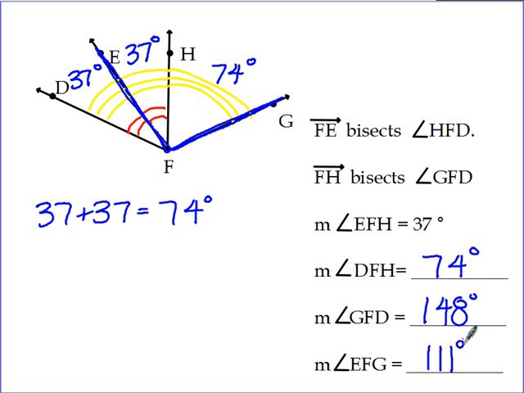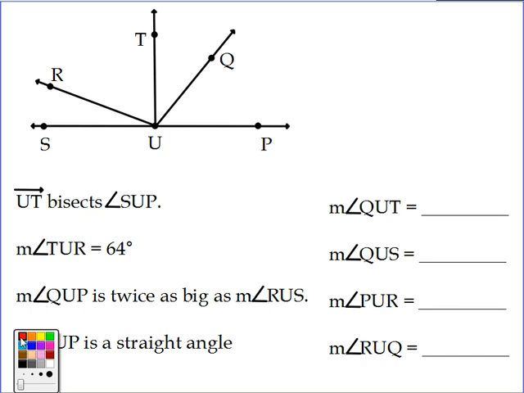And finally, the last one, and this one's kind of tricky. You really have to think about this one. So they give us a lot of information over here on the left. UT bisects SUP. Now it tells us here at the bottom that SUP is a straight angle. That means that this is exactly 180 degrees. So if UT is cutting that in half, that means that both sides have to be right angles. They have to be 90 degrees. Okay, so that's a little tough to think about, but just remember 180 divided by 2 is 90. So that's how we get the two right angles.